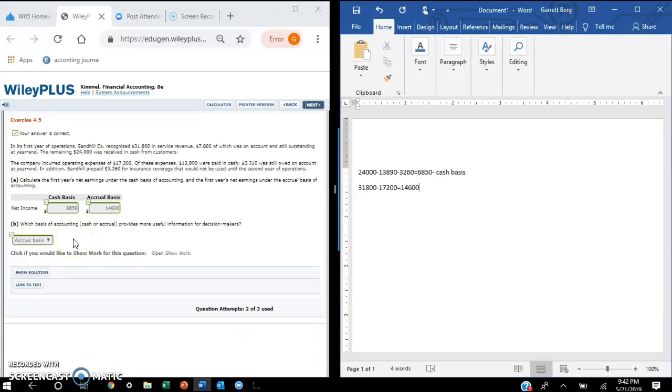So for part B, which one would be more useful for the decision maker? In every case, I guess the accrual basis would be the most effective, or would provide the most useful information for decision makers. So that is the accrual basis.